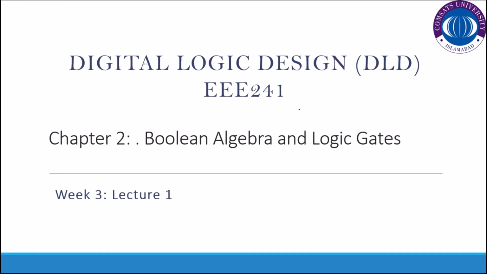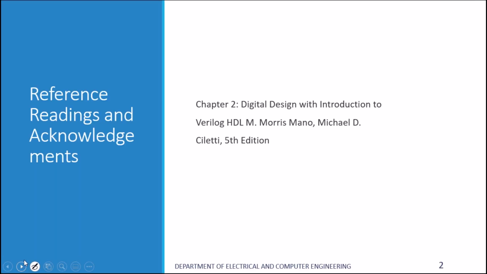Subject is digital logic design. Course code is EE241. In this lecture, we'll study chapter 2 of the book, and it's about Boolean algebra and logic gates. The book is Digital Logic Design by Maurice Mano, and this is the second chapter of it.